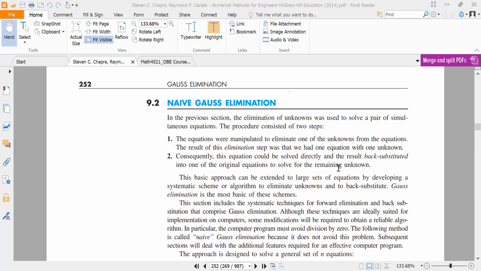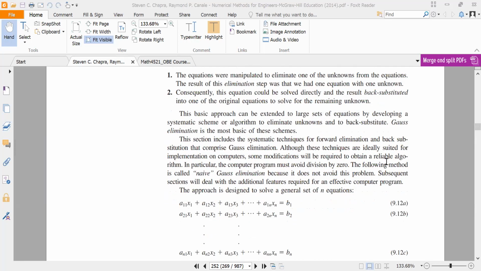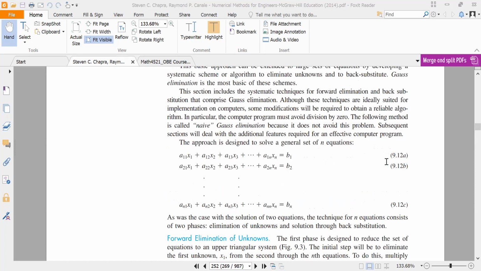In this case, if we have a system of equations, we gradually eliminate variables in such a way that the last equation has a single variable, and we can then proceed from the bottom to the top, by backward substitution, to find the solution. Gauss elimination is very simple to understand, but it has some problems, which we'll discuss. Equations 9.1 to 9.c are the simultaneous equations; you have to solve for x1 through xn.